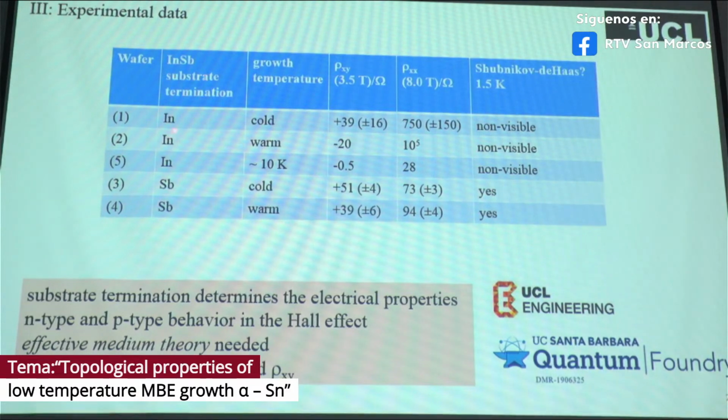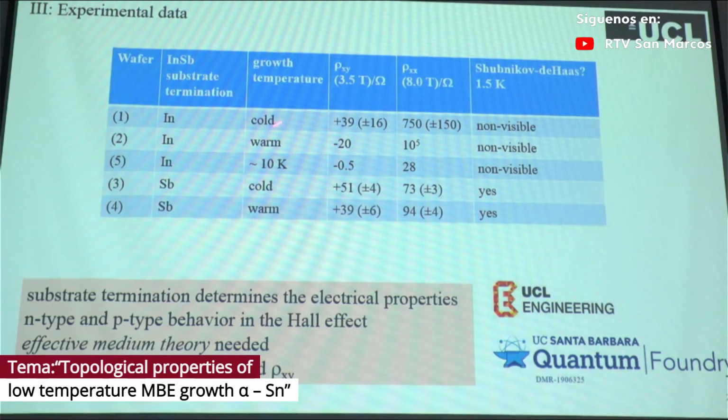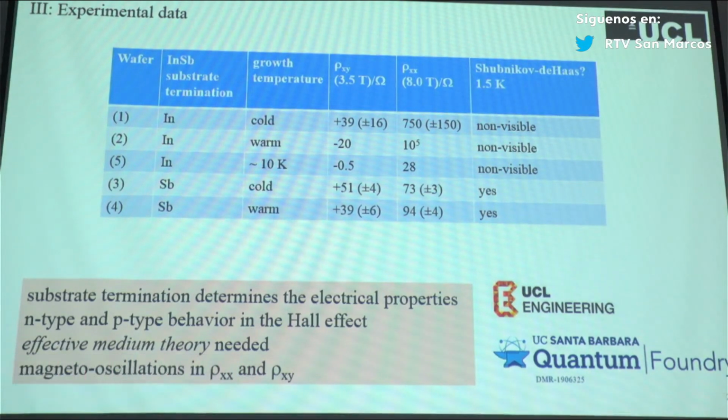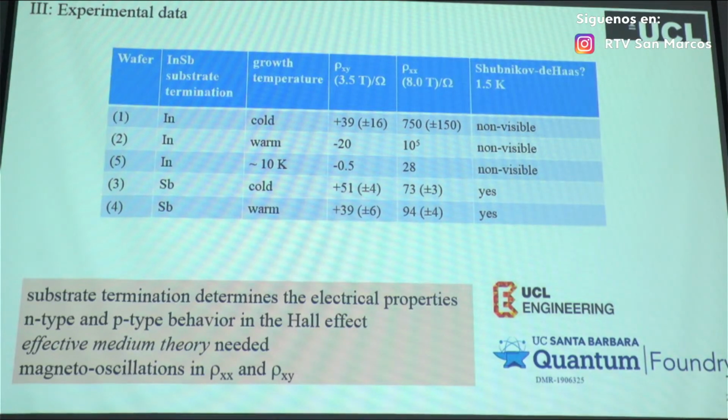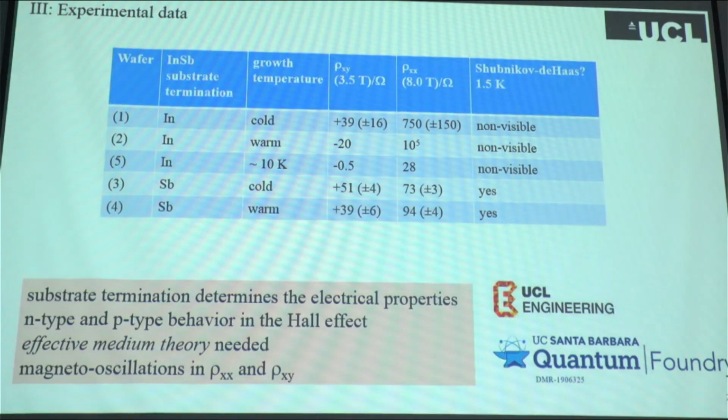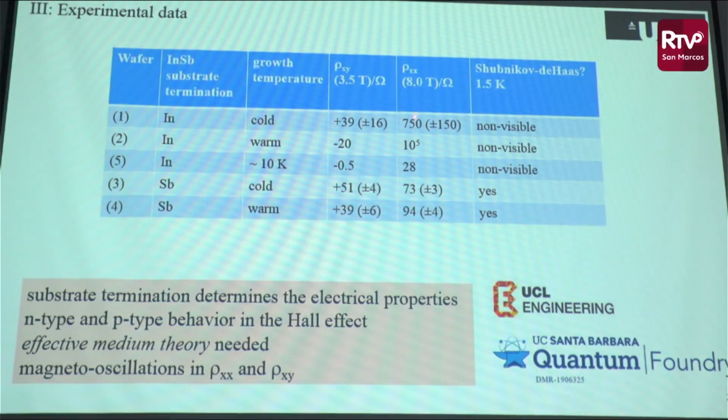We've got the substrate termination. As I say, there's a difference between indium and antimony terminations. The Shubnikov-de Haas effect is really not visible in the indium terminated surfaces, I think because the Fermi energy is pinned too low, too far down in the gap, to have any carriers that would produce this Shubnikov-de Haas effect.